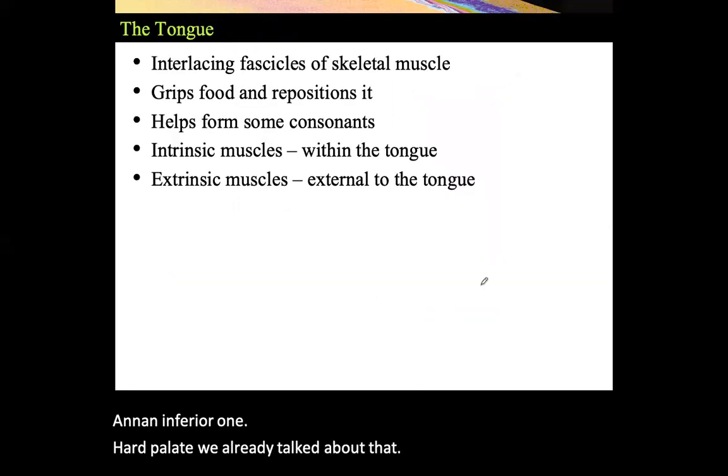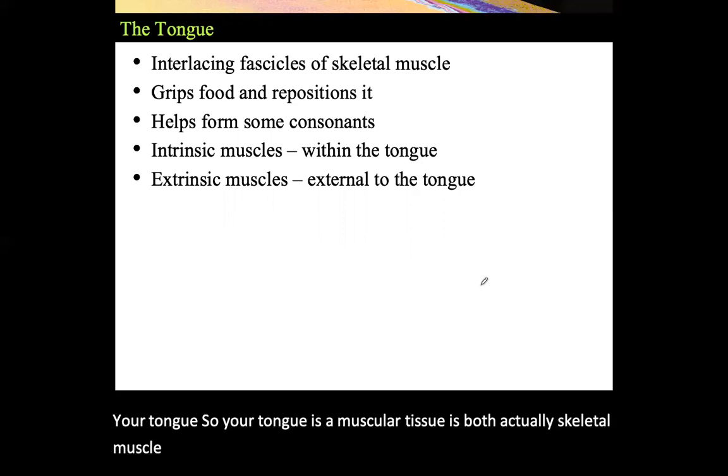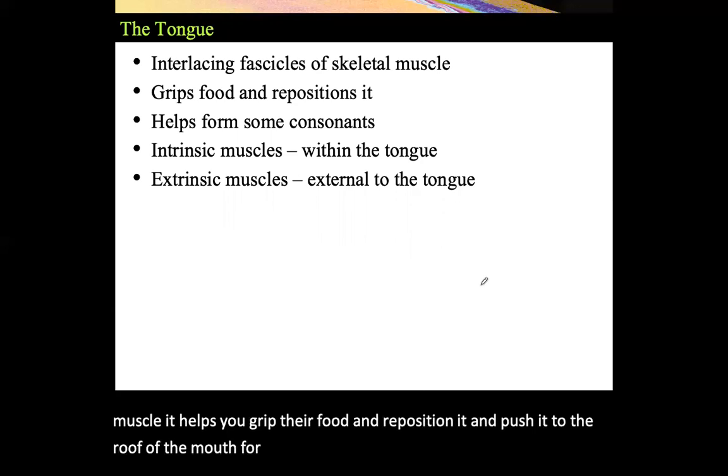Your tongue is a muscular tissue. It's actually both skeletal and smooth muscle. It helps you grip the food, reposition it, and push it to the roof of the mouth for the process of mechanical digestion.